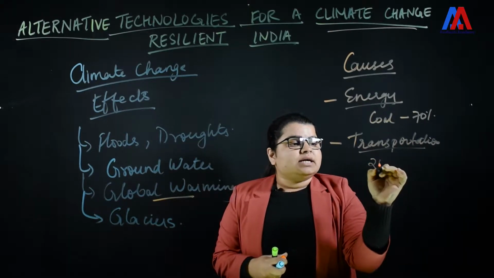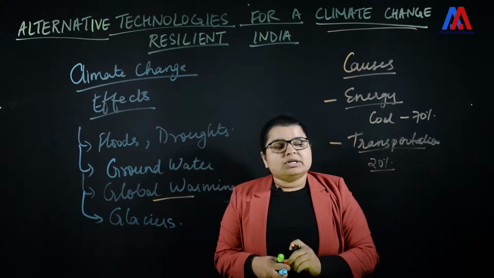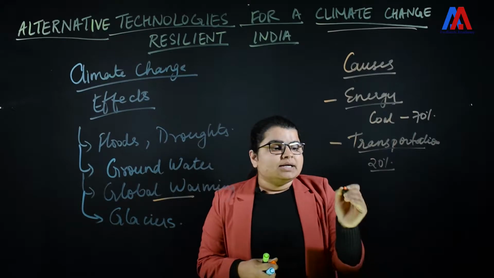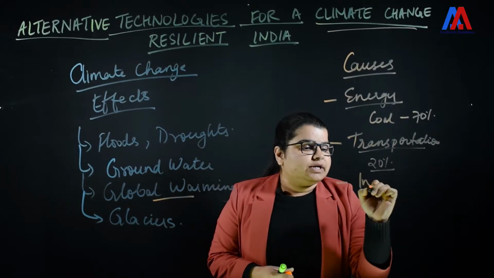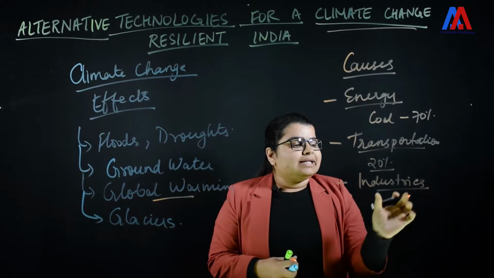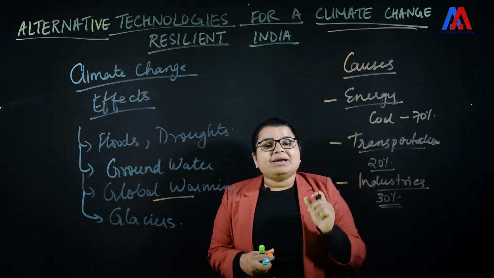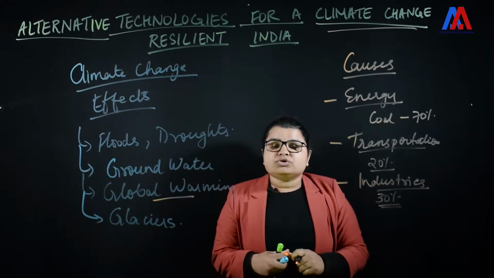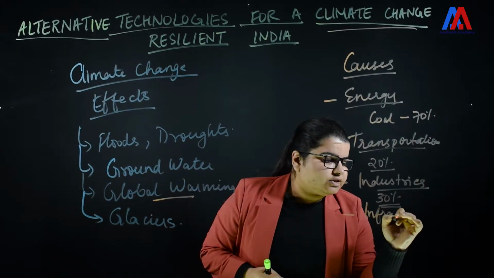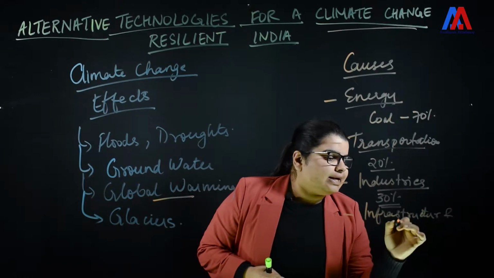The estimate is about 20% of the global carbon dioxide emission happen because of the conventional transportation medium. Then you can talk about industrialization and mining, and these account for 30% of the CO2 emission, plus they also cause water pollution and air pollution. Next can be infrastructure and land use.